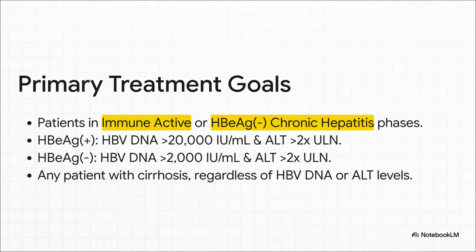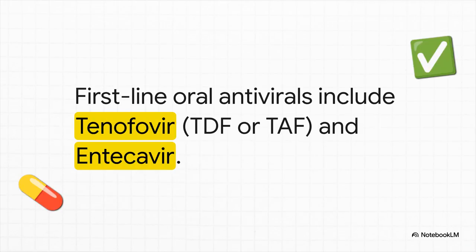So, who gets the medication? It's the people whose livers are actively being damaged. We treat patients in those immune-active phases, where both the viral load and the liver enzymes are way up. And this is critical. If a patient has already developed cirrhosis, we treat them. Period. We treat them no matter what their ALT or DNA levels are, because we have to prevent things from getting worse. And the how?